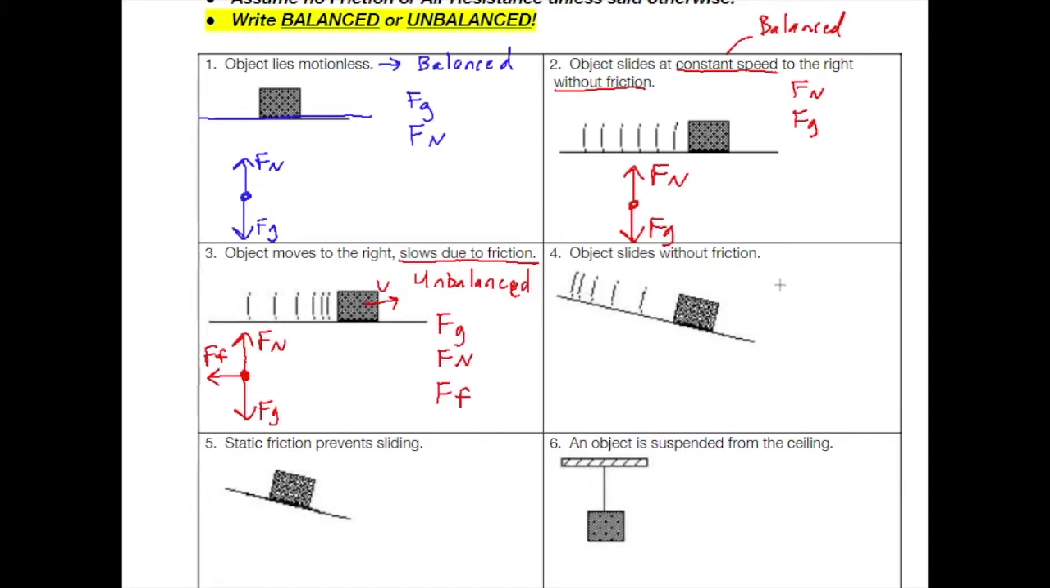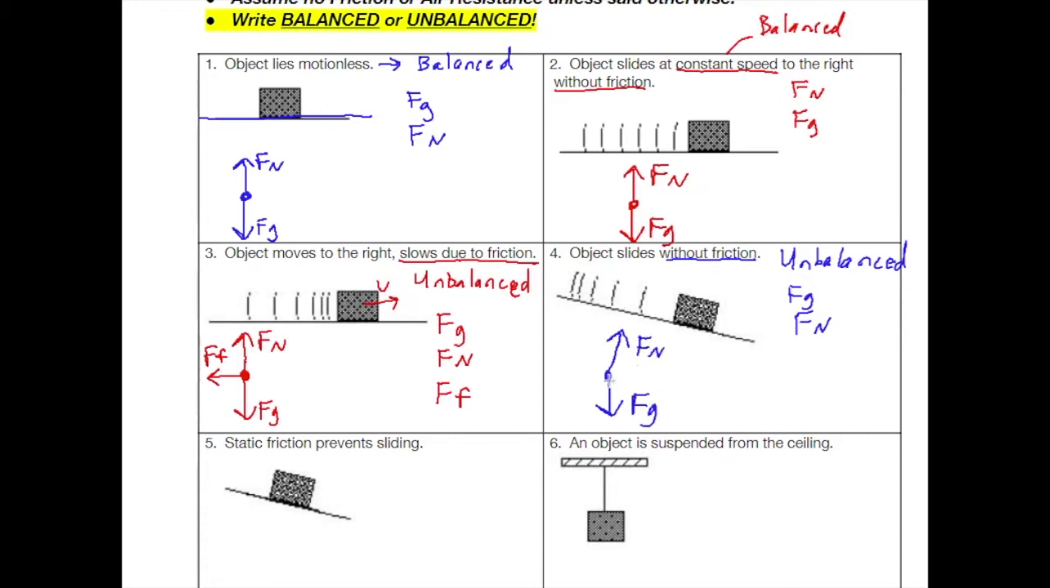Number 4, object slides without friction. So if we look at this problem, we can see right here that it's showing some sort of speeding up because these lines are getting further and further away from each other. So this is going to be unbalanced as well. We're going to go ahead and start with force gravity as one of the forces that we list, and then force normal as well because there's a surface. No ropes, no other forces being applied. This is it. We're going to put force gravity pointed downward. And then we have force normal pointed perpendicular from that surface.